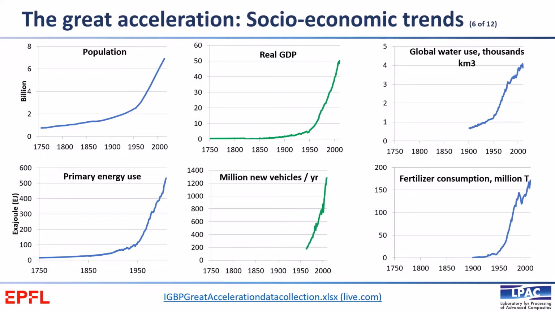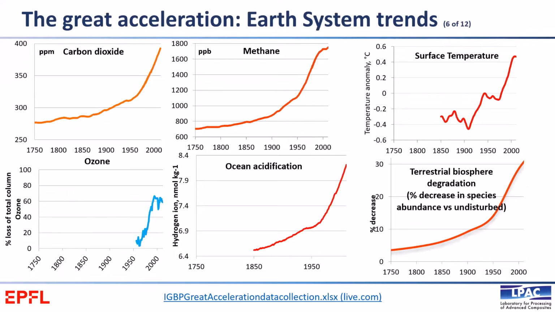And I'm not saying if they're good or bad, but they are real trends. This is real data. You can then look at the Earth system trends and what are these doing to the planet? You can see that CO2 is going up, so is methane, so is temperature. Ozone we've managed to cap with the Kyoto Protocol. So that's a success story. The oceans are getting more acidic, and this takes a long time to reverse, tens of thousands of years. And the biosphere is being degraded. So those are some of the trends.